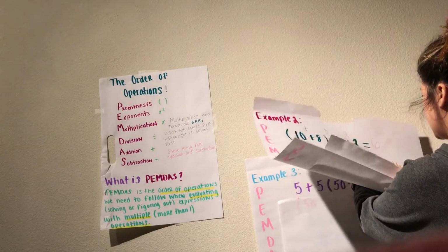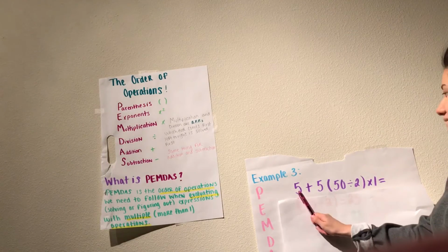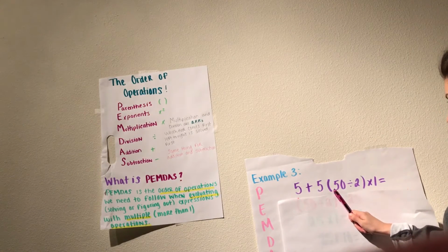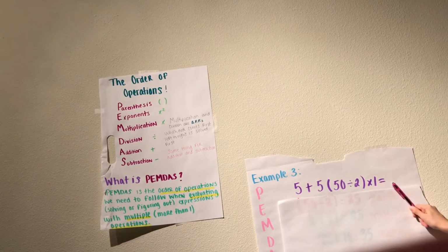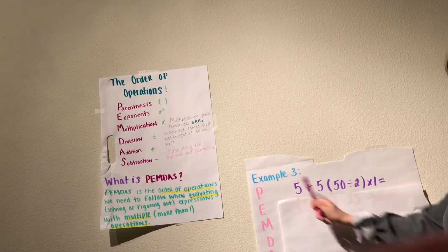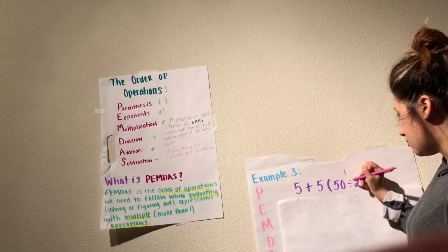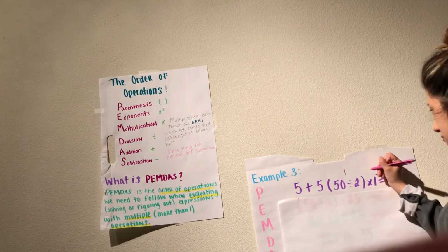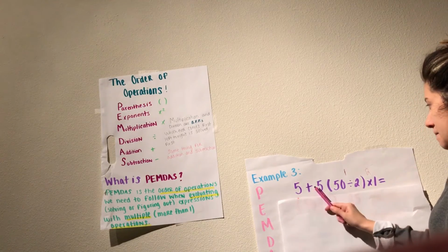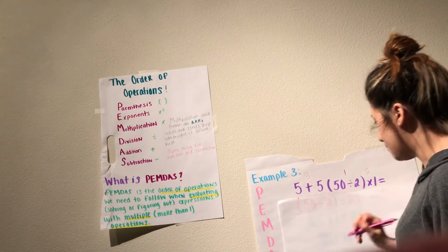Then our last example, we have 5 plus, in parentheses, 50 divided by 2 times 1. So following this, in parentheses, we have step 1, then following our second will be multiplication, and then our third, addition, will be the 5 plus 3.